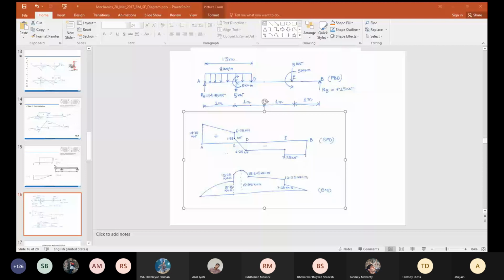Due to the bending moment, as I said, there is a jump in the bending moment. Due to the applied bending moment load, there is a jump, which you can see here, and which you can see here.